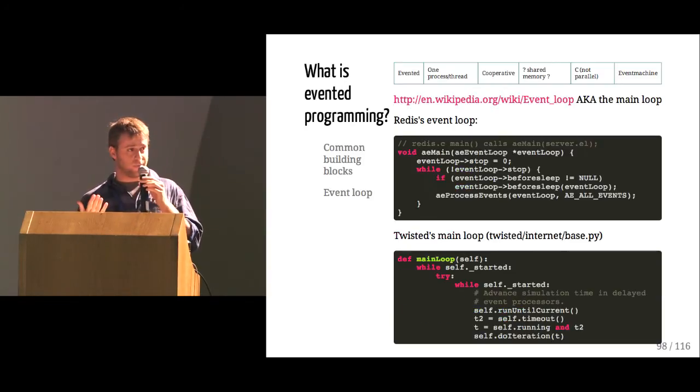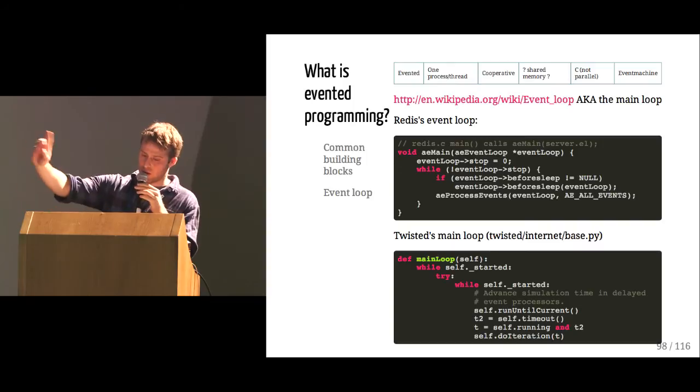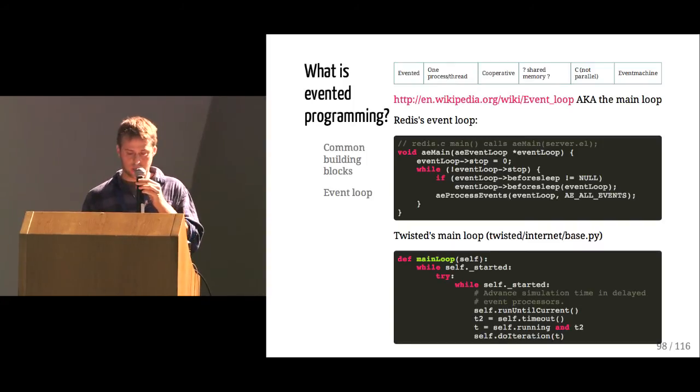And then there's the event loop, which is the core of all the evented paradigms. It's basically just a loop that processes things. You can see Redis right there, that C code, has that while loop: don't stop, just keep going and process all these things. Twisted has a main loop. Every event framework has a main loop or an event loop.